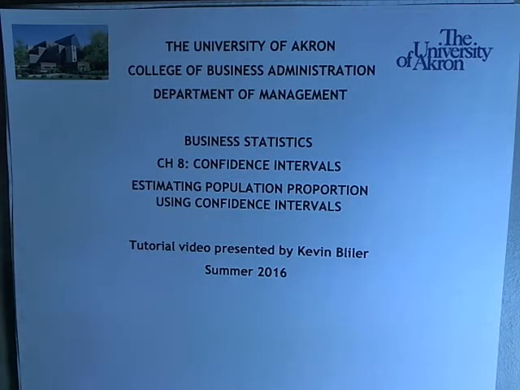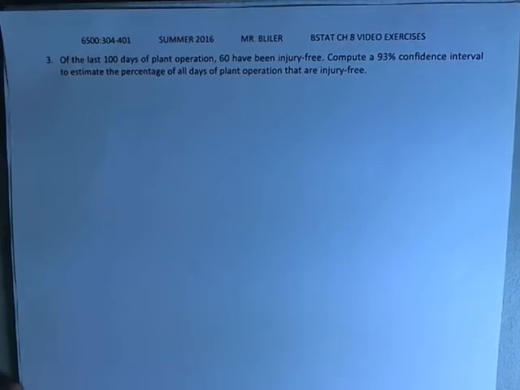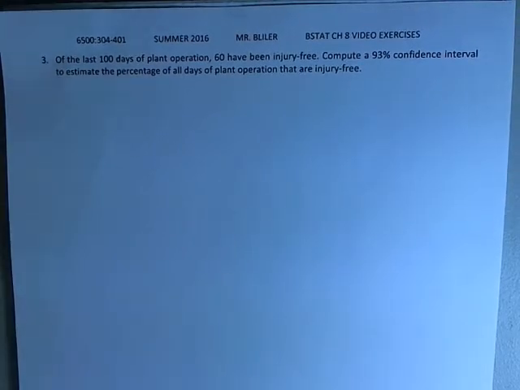Let's look at a confidence interval problem in which we're asked to work with a sample proportion to estimate a population proportion. Our problem here says that of the last 100 days of plant operation, 60 have been injury-free. So that sounds like a sample to me, and I'm going to ask myself, what is that sample measuring?